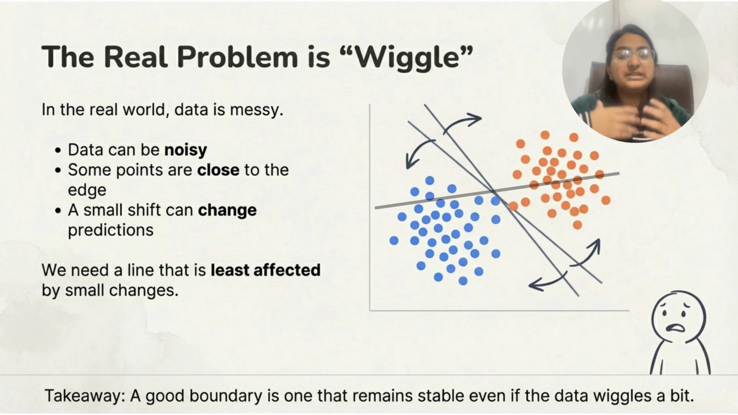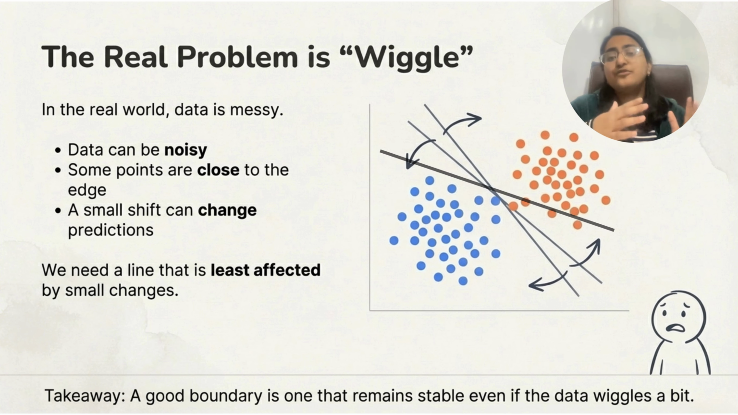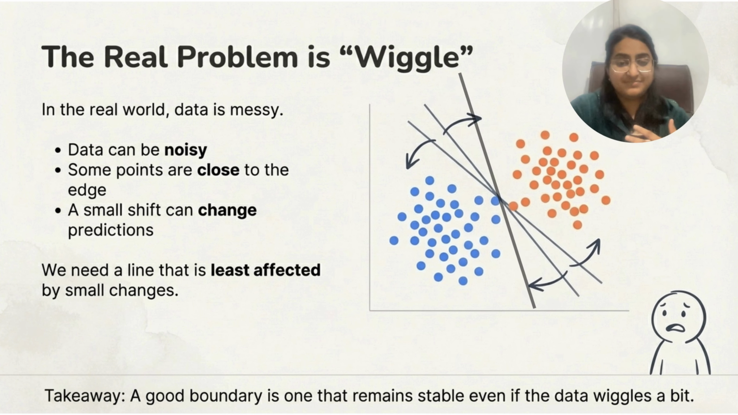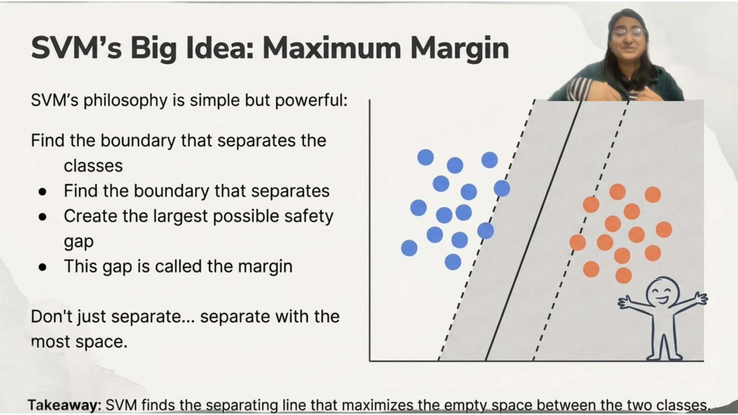So SVM is solving this bigger problem: how can we draw a boundary that stays stable under small changes? Now comes SVM's biggest idea, maximum margin. SVM says, don't just separate two classes, separate them with the largest safety gap possible. That safety gap is called the margin. So SVM chooses the line that leaves the most empty space between two groups. Quick check. If you are driving, what would you prefer, a narrow divider or a wide divider? Same idea here.